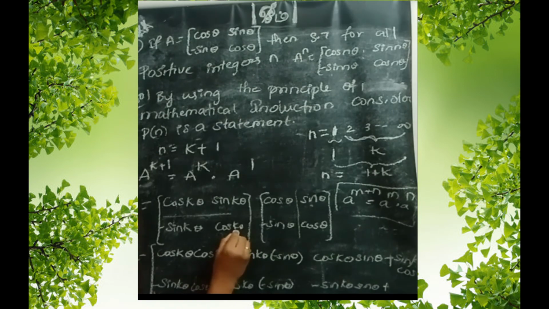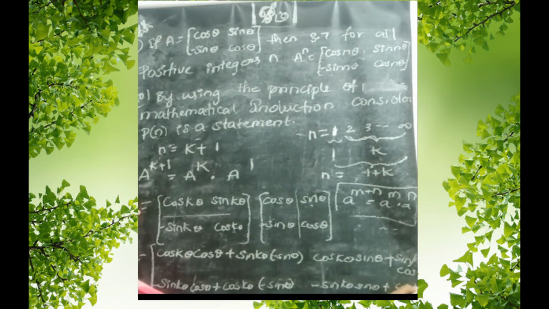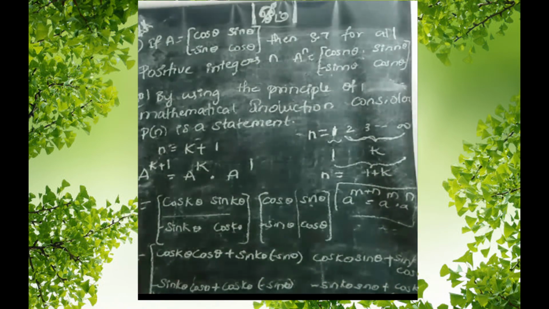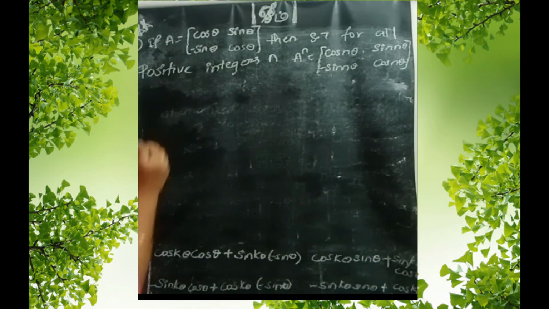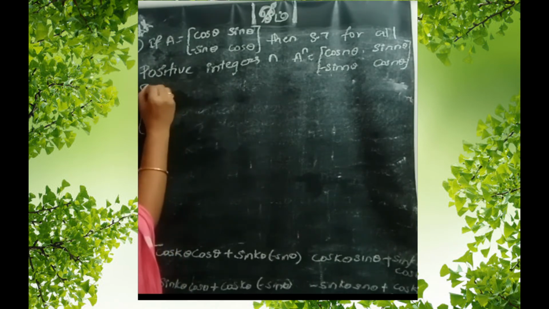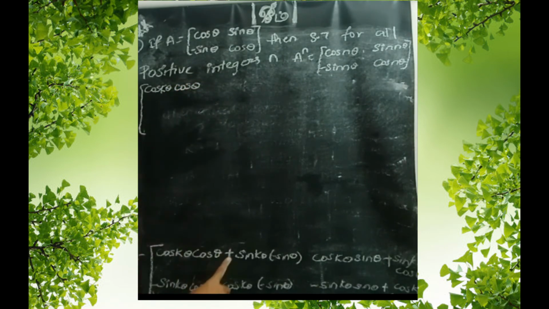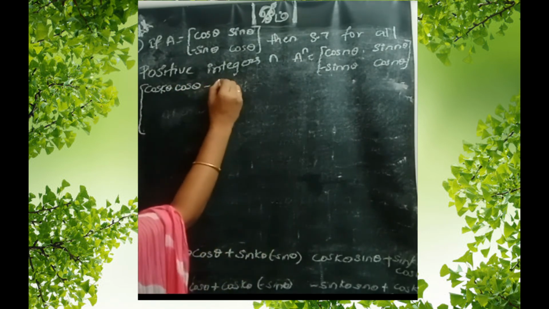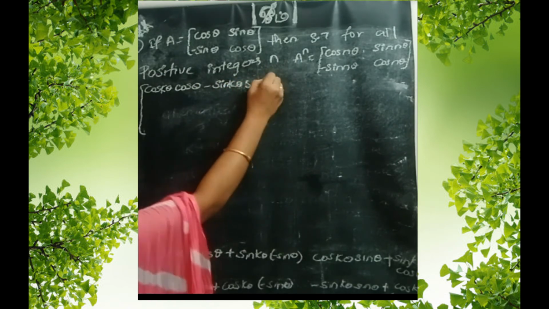Here k stands for all positive integers. Here it is only a single positive integer. Don't confuse in it. Cos k theta into cos theta. Next, simplify it and you will get cos k theta into cos theta. Here plus into minus gives minus sin k theta into sin theta.